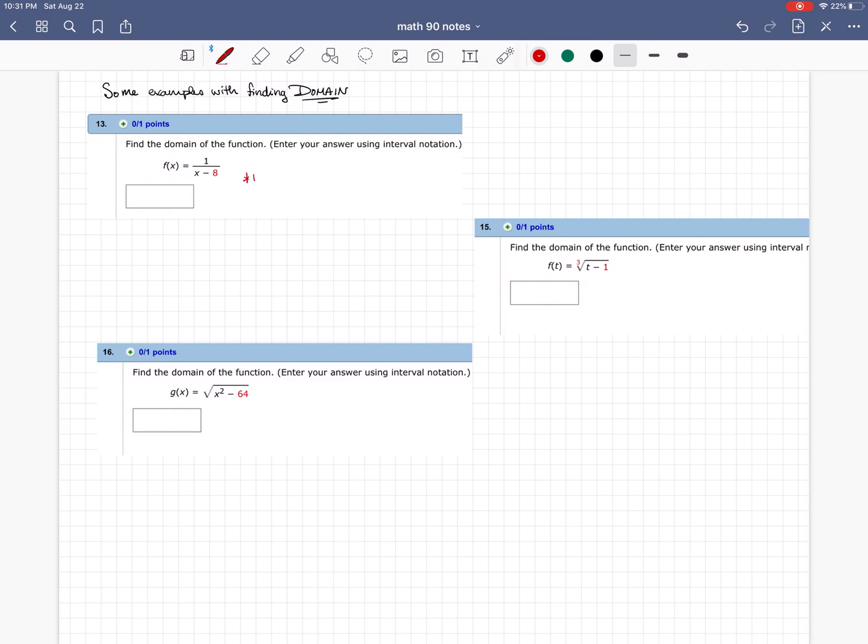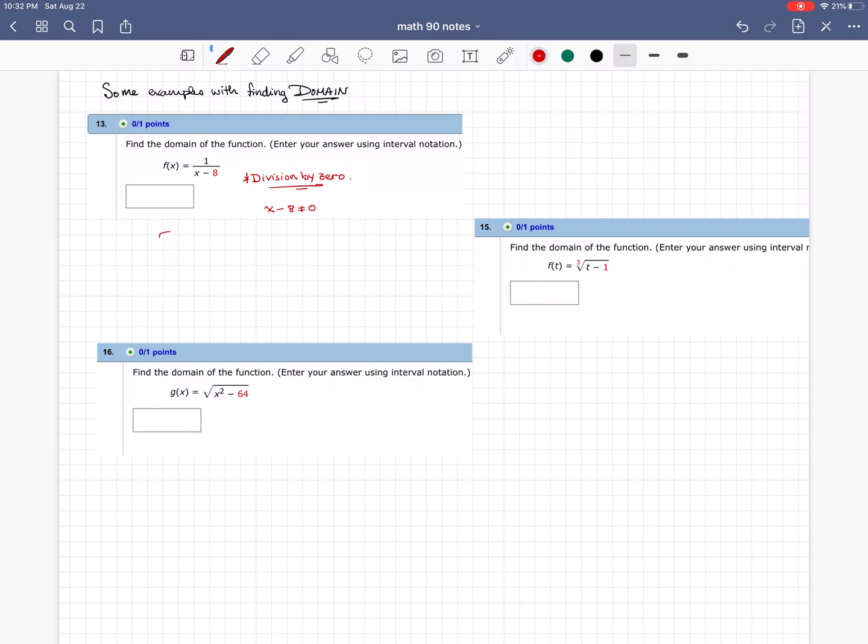So here we need to be watching out for division by 0. We have 1 divided by x minus 8, and we want to make sure that the denominator is never equal to 0. So that means that we don't want x minus 8 to be equal to 0, so x cannot be 8.